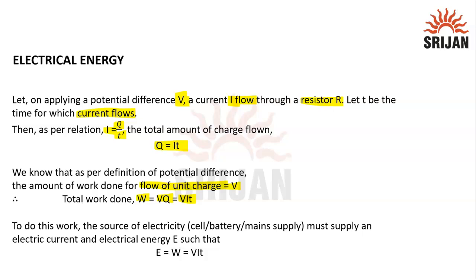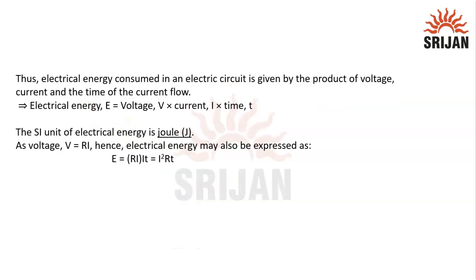To do this work, the source of electricity must supply electrical energy E such that E must be equal to work done, which is equal to VIT. Hence, our value of electrical energy E is equal to VIT. Thus, electrical energy consumed in an electric circuit is given by the product of voltage, current and the time of the current flow. So E is simply equal to V into I into T. Its SI unit is similar to work done, which is joules.